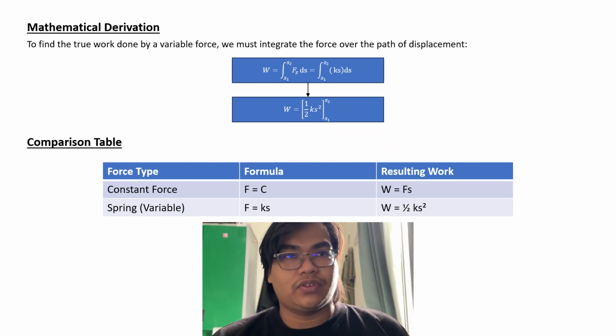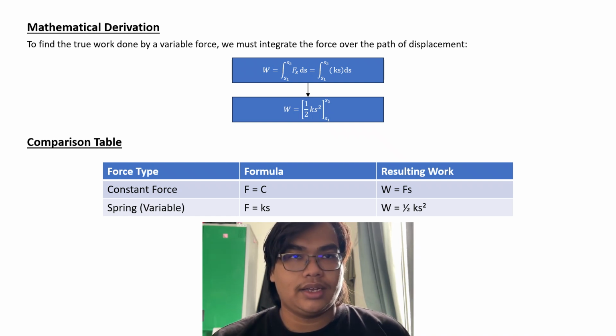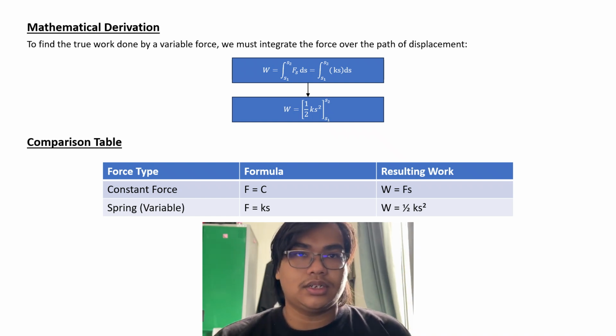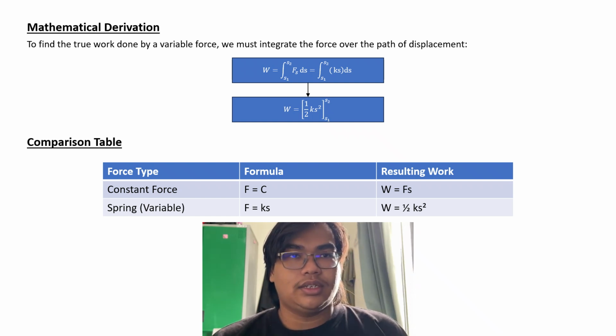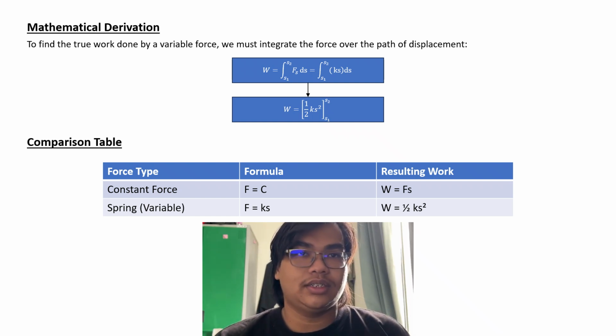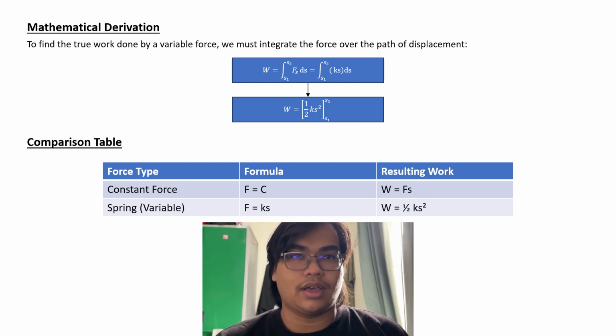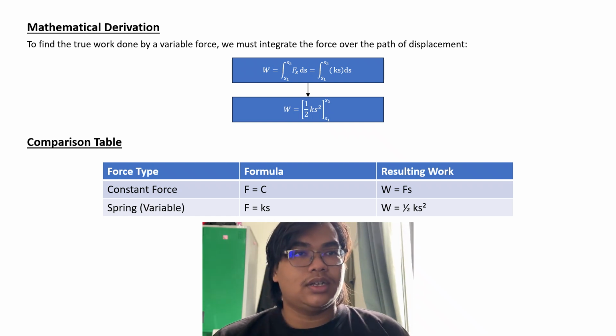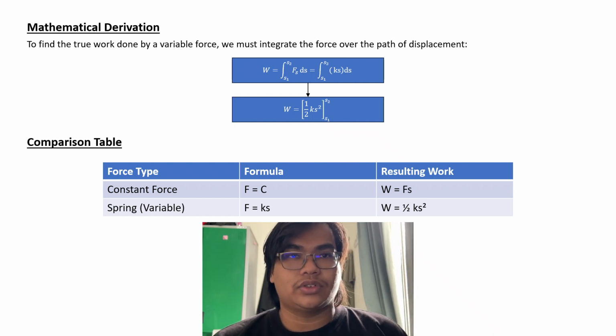Since we know the spring force Fs is equal to Ks, where K is the spring constant and S is the displacement, we substitute that into the integral. Evaluating this integral gives us the fundamental equation for work done by a spring, W equals 1/2 Ks squared, evaluated from S1 to S2. Now let's look at the comparison table to contrast this with a constant force.